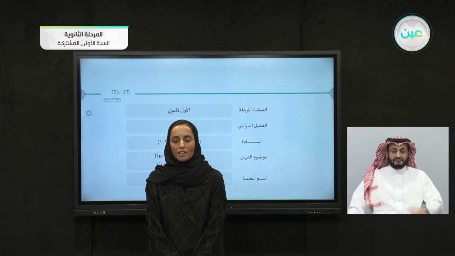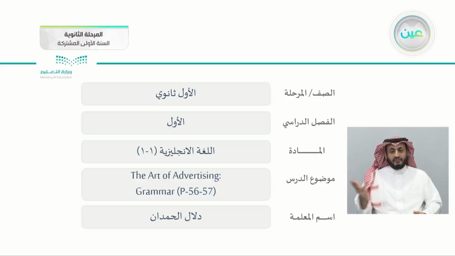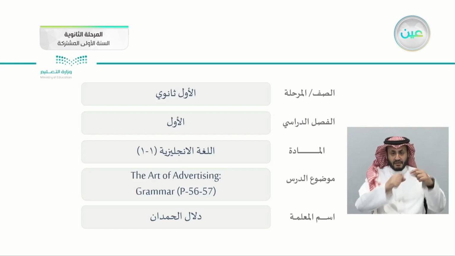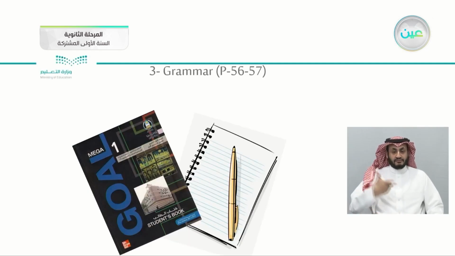In our lesson today, we will continue with our fourth unit, which is titled The Art of Advertising. Our lesson today is the grammar lesson in your books, page 56 and 57. All you need for the lesson today is your books, page 56 and 57, a sheet of paper and a pen to take down your notes.